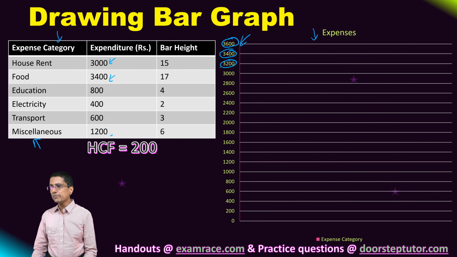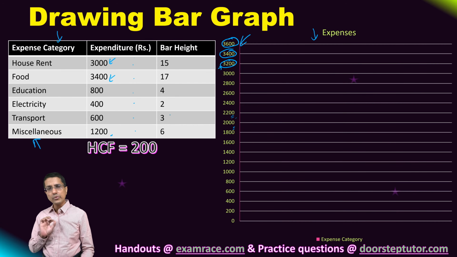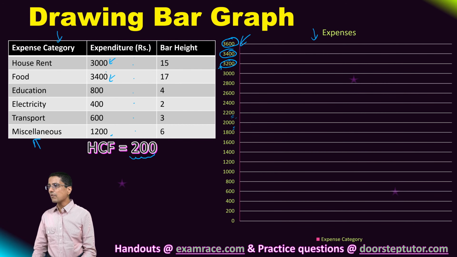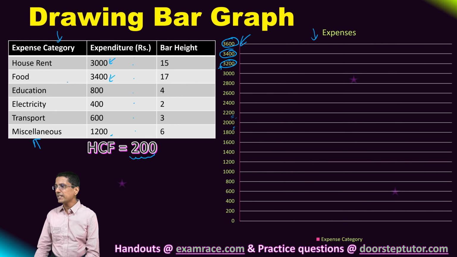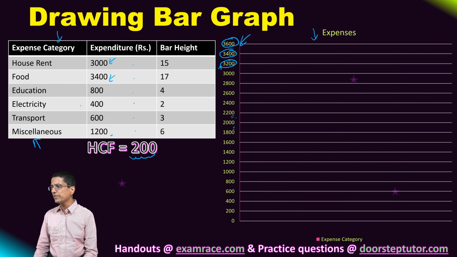To do these markings, the first thing we do is look at the expenditure. I want all of these expenditures to appear in the markings as far as possible. To enable me to do that, I take the HCF of all of these expenditures. One of the common factors that we can easily see across all of these expenditures is 100. They are all divisible by 100, because all of them have two zeros.